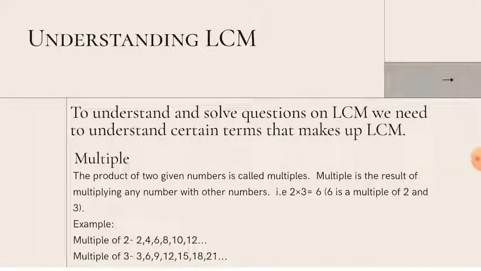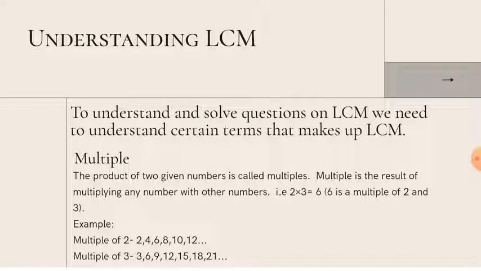To understand and solve questions on LCM, we need to understand certain terms that make up LCM. Multiple. The product of two given numbers is called multiples. Multiples are the result of multiplying any number with other numbers. That is, when we have 2 multiplied by 3 equals 6, 6 is a multiple of 2 and 3, because 2 and 3 can divide 6 without remainder.